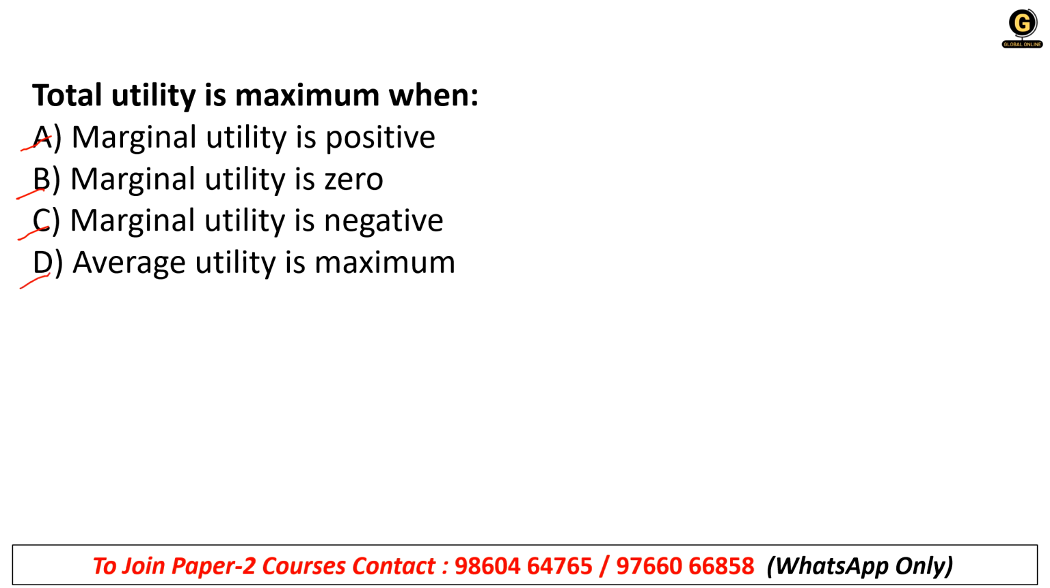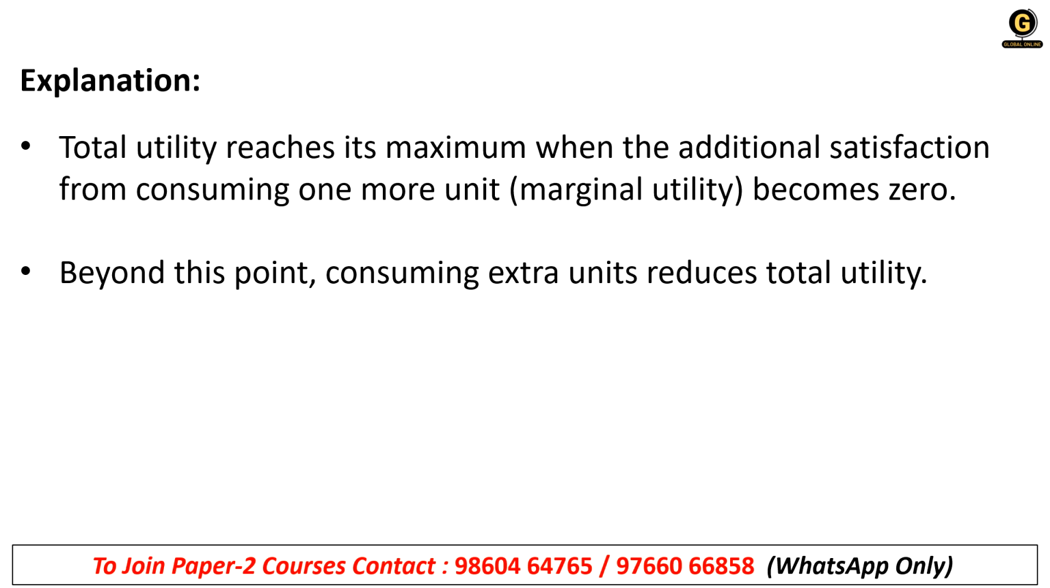So total utility is maximum when marginal utility is 0. What does it mean? Total utility reaches maximum when the additional satisfaction from consuming one more unit, the marginal utility, becomes 0. For example, you have consumed one apple when you are hungry, okay? Your satisfaction level is increasing. When you add one more, the second apple, your satisfaction is at its maximum. But when you add one more, the third, your satisfaction gain is 0 at this point, okay?